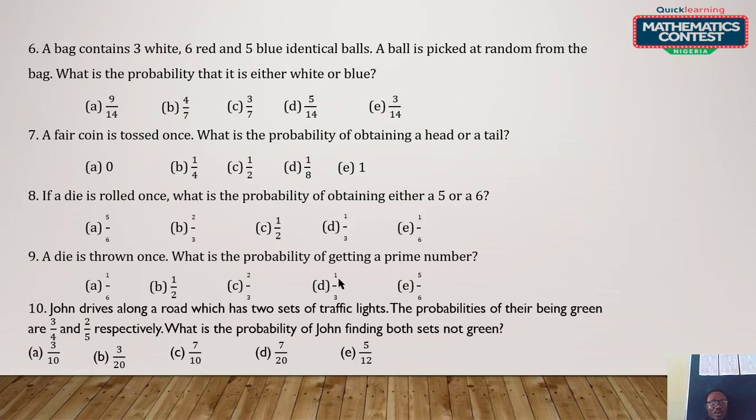Now, number 6, let me see, do I actually put the answer here? I don't know. Okay, let's just solve for now. A bag contains 5 white, 6 red, and 5 blue identical balls. A ball is picked at random from the bag. What is the probability that it is either white or blue? White or blue. So let me just give you 60 seconds to solve. What is the probability that it is either white or blue? Solve.